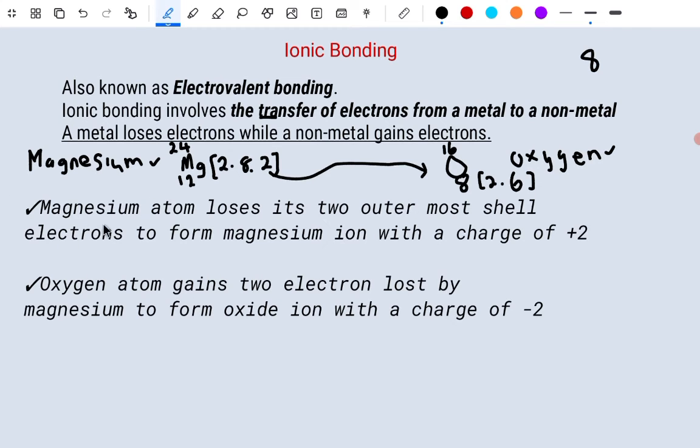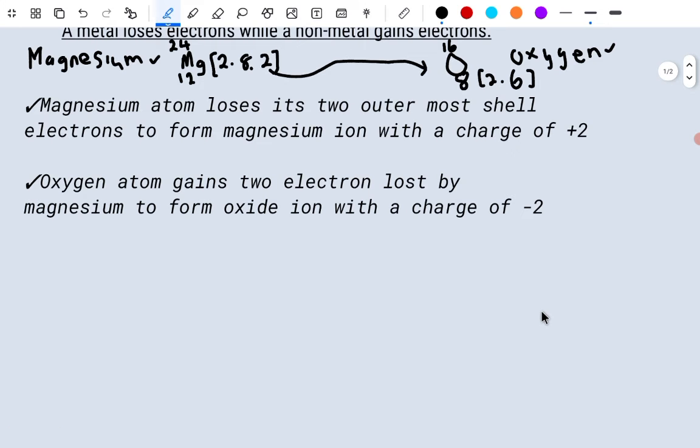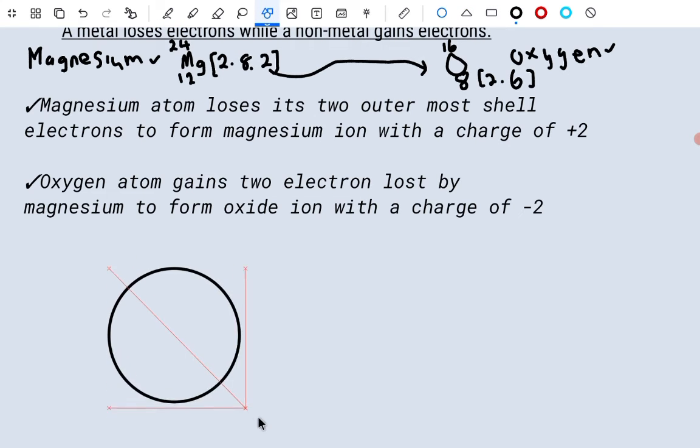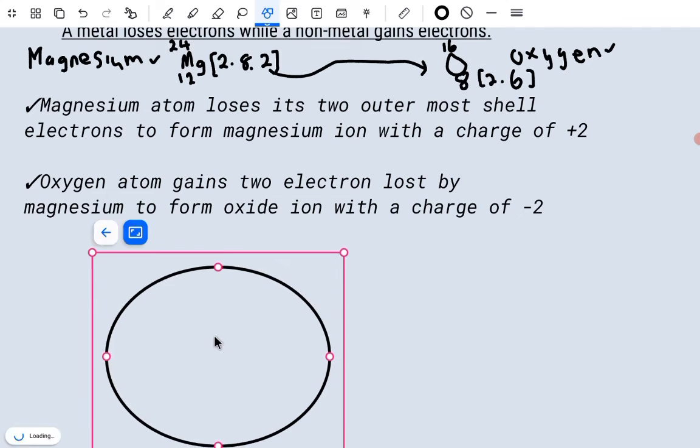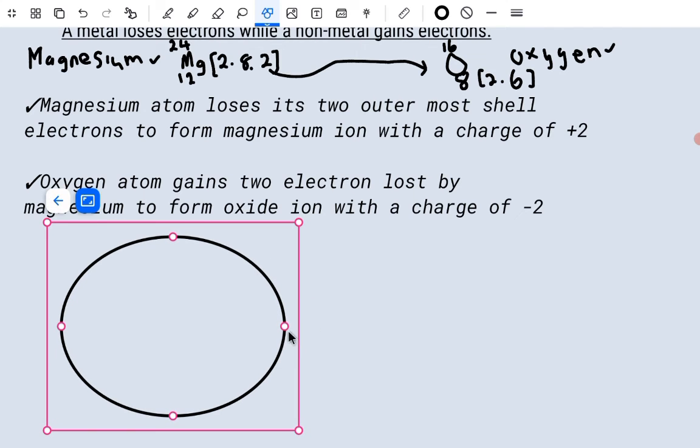Then it becomes magnesium ion with a charge of 2+. Then oxygen gains these two electrons and it becomes oxide ion with a negative charge of 2-. So let's simply look at how these are going to look. So let's draw this. You that are using freehand, me, I'm using digitalized tools here, but you should try your best to just draw it nicely.